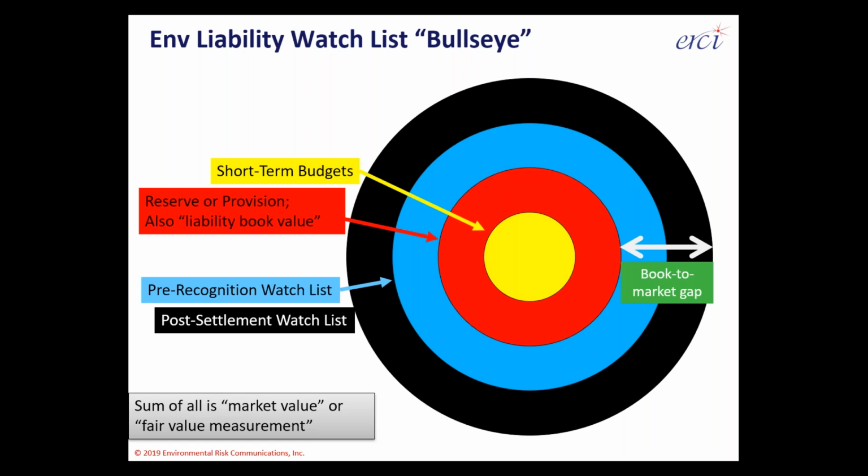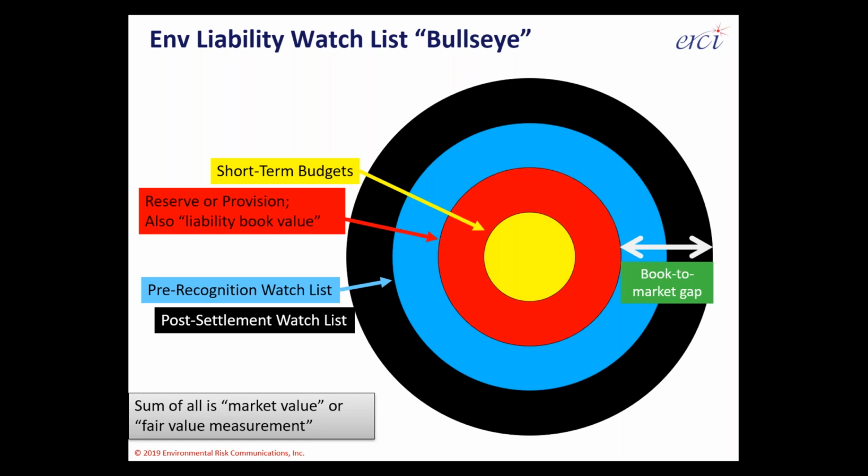And then post-settlement, after work is done, what sort of residual reopener liability for emerging contaminants or remedy failure or reopeners due to third-party property claims, for example. What sort of things can be coming in even though construction work, remediation work is physically complete? That's, again, the outer circle. Those four together constitute the fair value measurement of environmental liabilities in a due diligence situation. Even though you may only have reserved the yellow circle and the red circle, you certainly would find value in tracking the blue circle for pre-recognition items and the black circle for post-settlement watch list items.